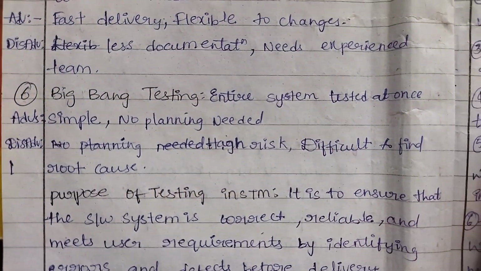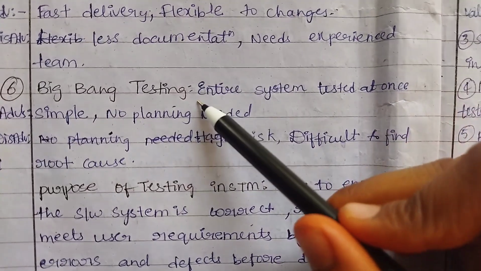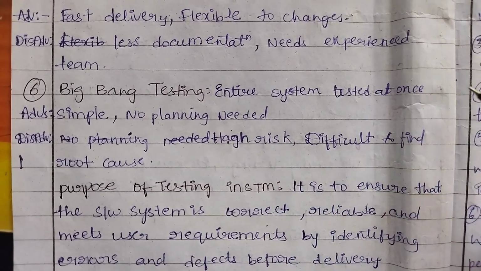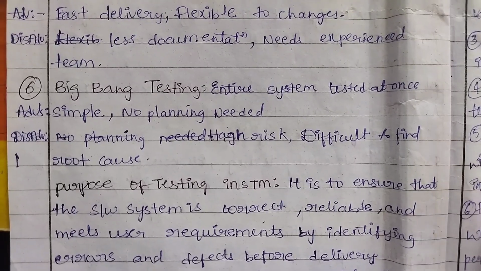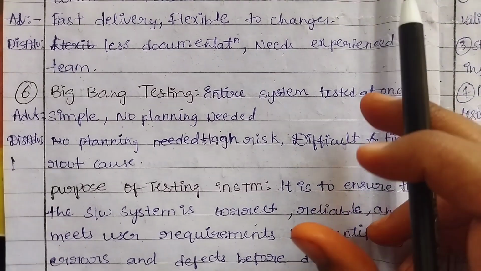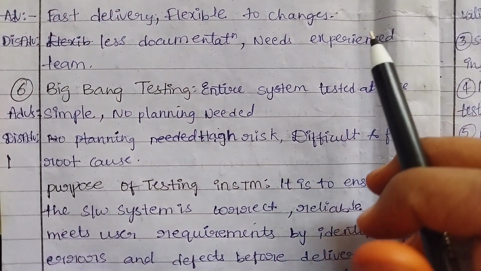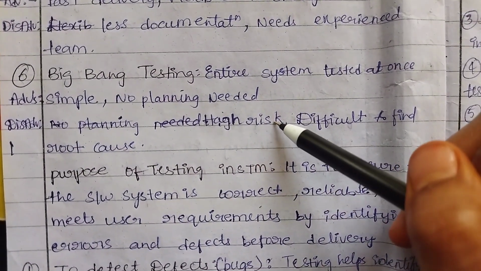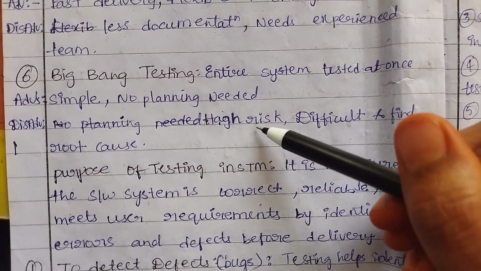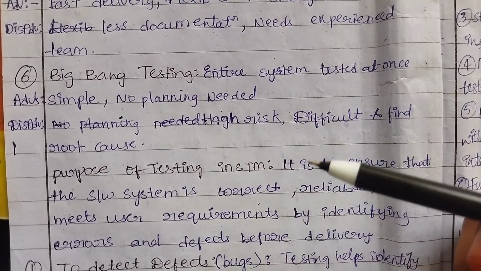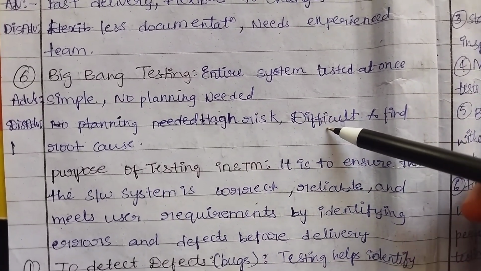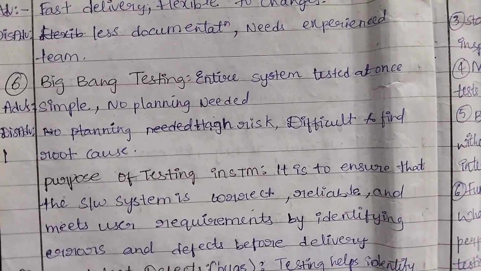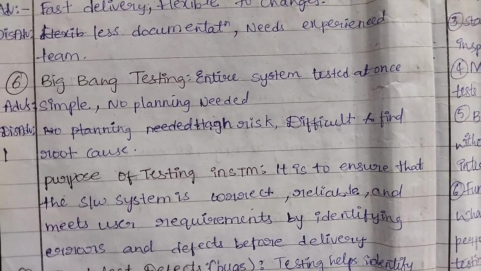Sixth type is Big Bang testing. It is the process where the entire system is tested at once, and it is used with simple concepts. It does not require any planning for testing. We have some disadvantages of this process. It may be risky in some cases, and it is difficult to find the root cause. These are the disadvantages of Big Bang testing.